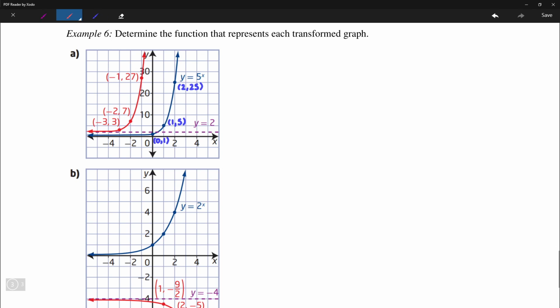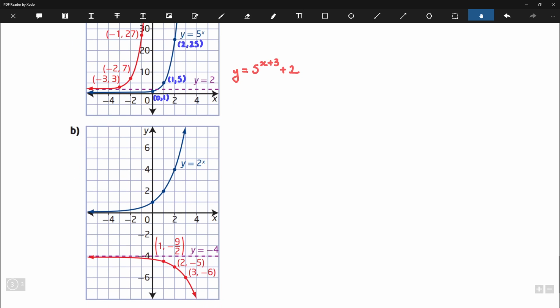So all we need to do is write down the transformation that led to those changes. So that is to say, instead of y equals 5 to the x, we have y equals 5 to the x plus 3 because all the x values were decreased by 3, and then plus 2 because all the y values were increased by 2. Okay, so that's a relatively simple case of this kind of question. Example B is a bit more challenging, but kind of the same idea applies.